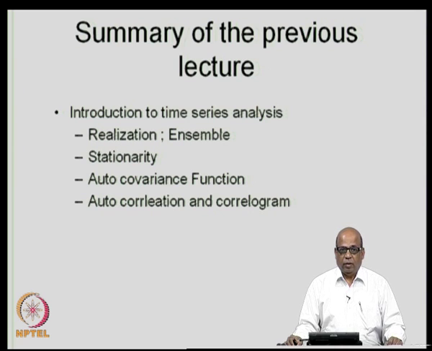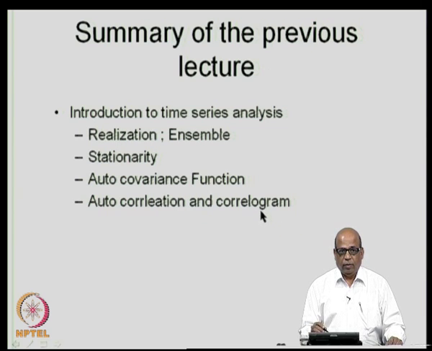For example, weak stationarity of order 1 indicates that the mean, which is the first moment, is the same at time t and t plus tau for all t. Similarly, weak stationarity of order 2 indicates that both the mean and the covariance are the same at time t and t plus tau for all t. Then we introduced the autocovariance function and the autocorrelation and correlogram. Correlogram is also called the autocorrelation function.